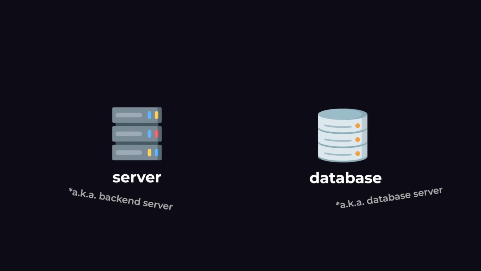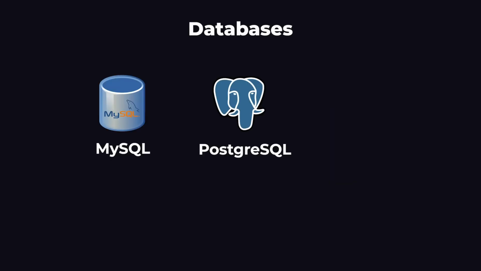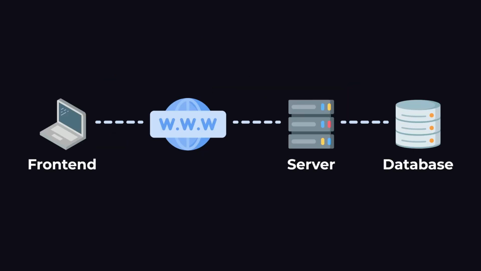It's just a piece of software that usually runs on a different computer, and we have to do some setup so that our backend can communicate with the database. The most popular databases are MySQL, Postgres, and MongoDB. Alright, so if you're just starting out, this is basically all you need for the backend. You can build most of your projects with just a server and a database.